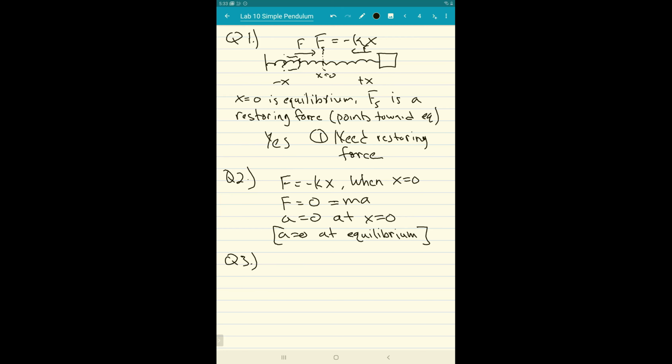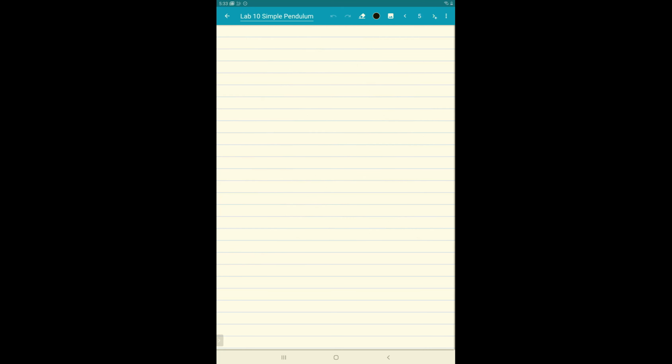Question 3. Trying to build a metronome using some pendulum. Assume the pendulum bob weighs 1 kilogram, g is 9.8 meters per second squared. How long should you make the pendulum arm so that the metronome ticks with a frequency of 100 beats per minute? Let's just go to the next page here so I can make sure I don't run out of room.